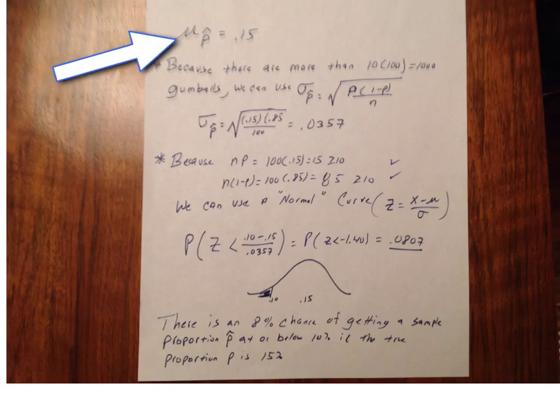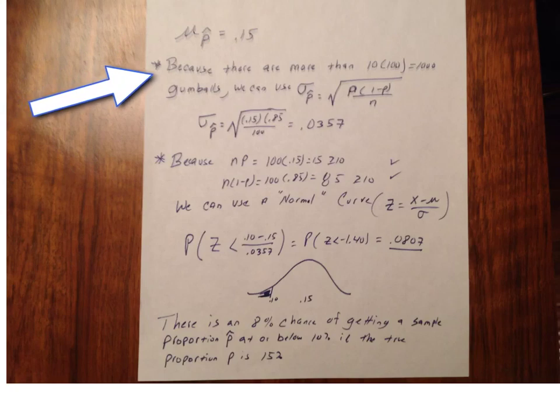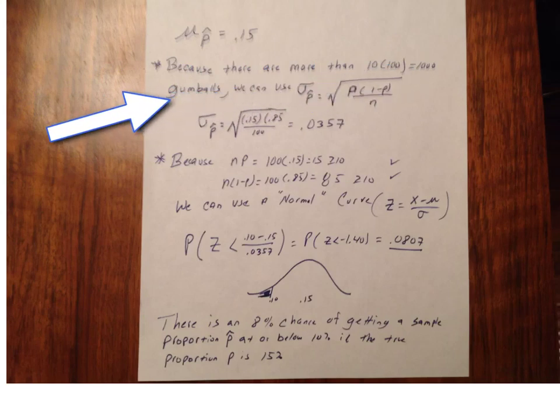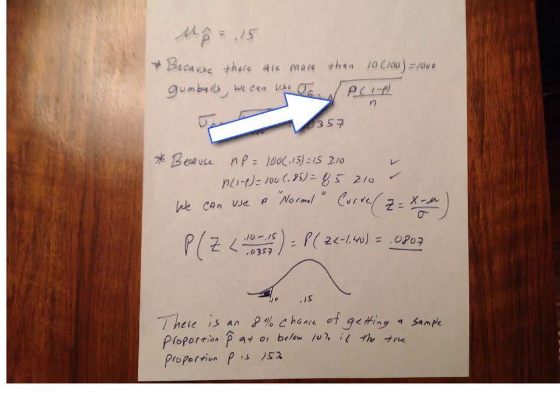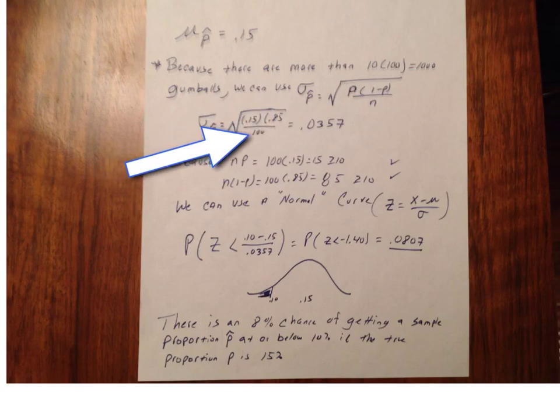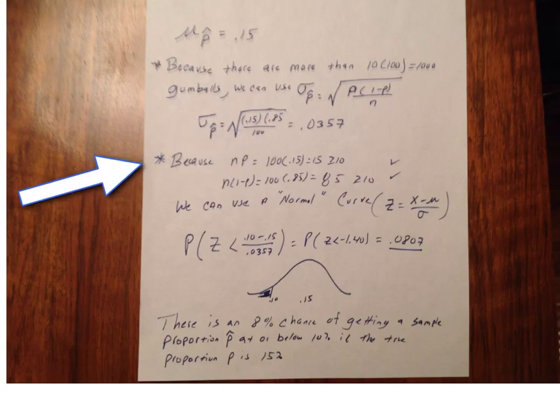You see that the mean of p hat is equal to p, which is 15%. Now here's our first condition. Because there are more than 100 times 10, which is 1,000 gumballs, I think there's 14,000 in there, we can use the formula square root of p times 1 minus p over n for our standard deviation. So the square root of 15% times 85% over 100 equals 0.0357. That's our standard deviation.